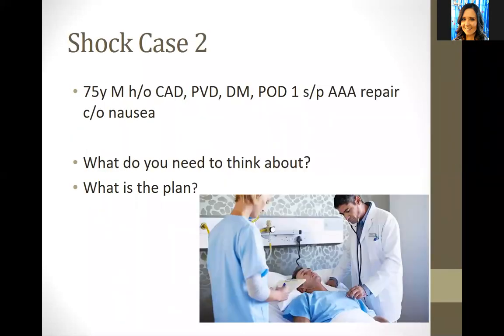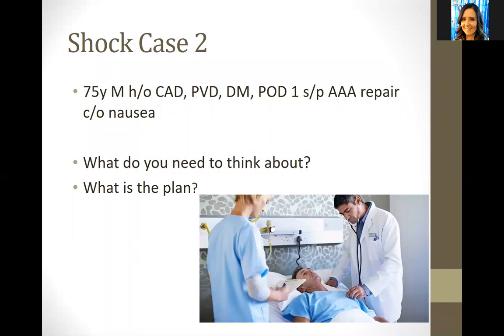So, number 2, we have a 75-year-old male, history of CAD, coronary artery disease, PVD, peripheral vascular disease, diabetes mellitus. He is post-op day 1, so had surgery yesterday, status post AAA repair, abdominal aortic aneurysm repair. He's complaining of nausea. What do you need to think about?